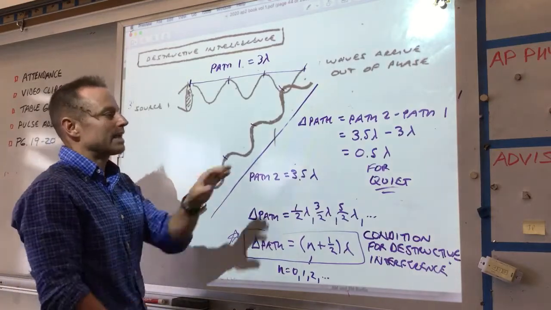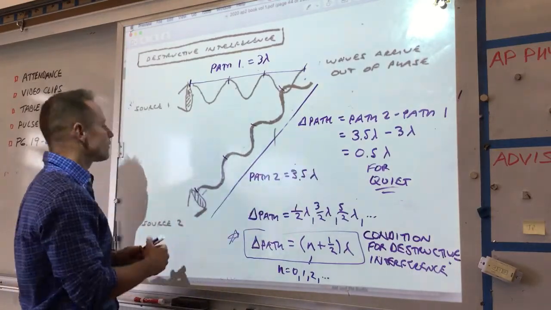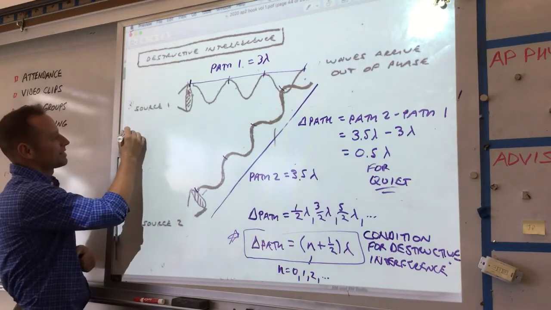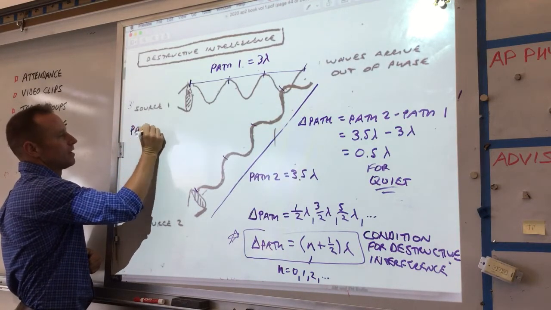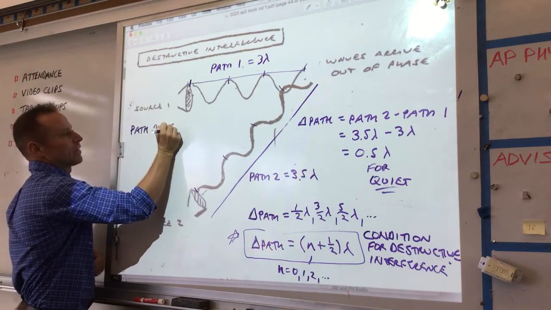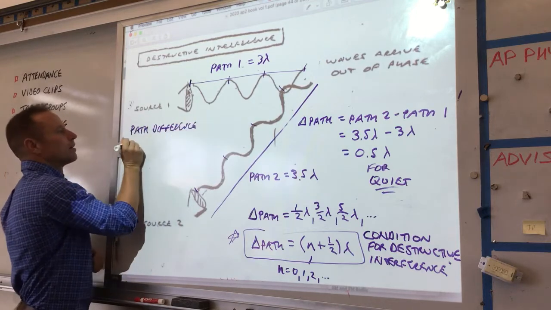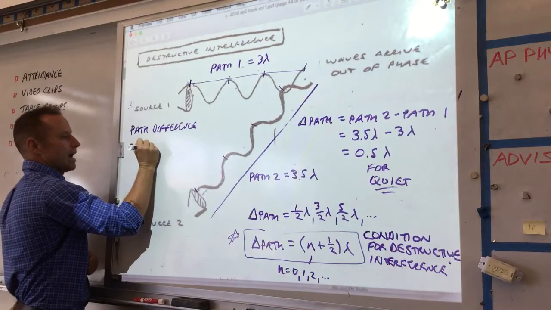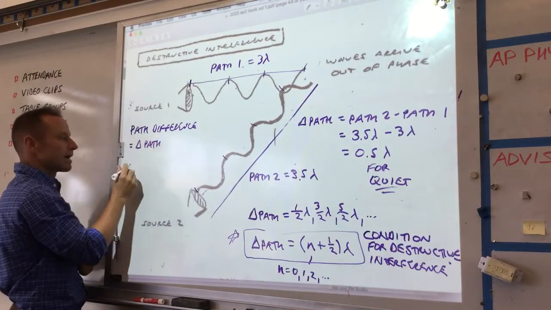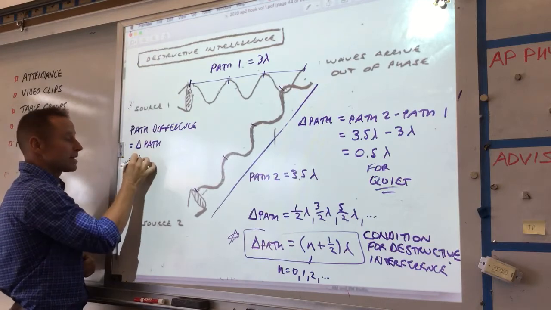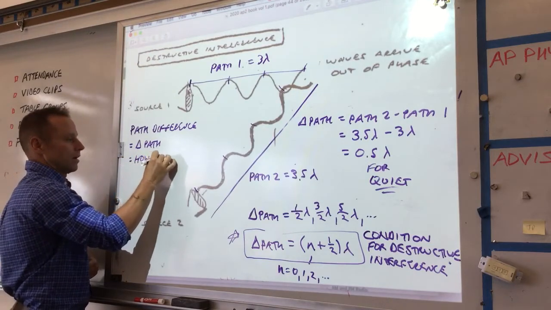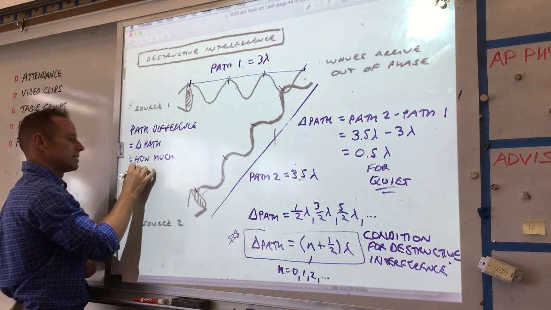Final point I want to make: I can't stress enough the importance of what path difference is. I'm going to hassle you guys about this a lot to make sure you have it. The most plain English definition of path difference I can think of, which we're going to call delta path, and I'm going to write it down here, is how much farther one wave has to go than the other. That's what the path difference is.